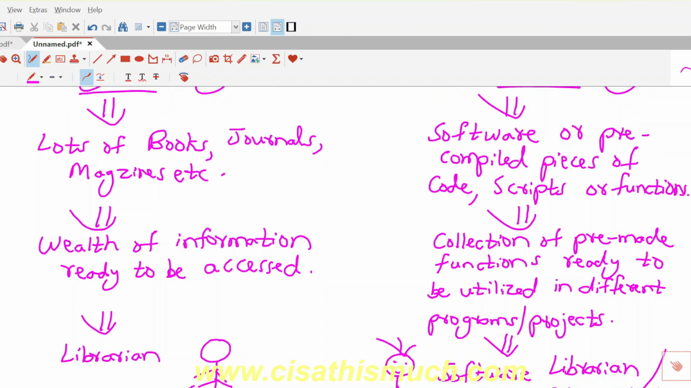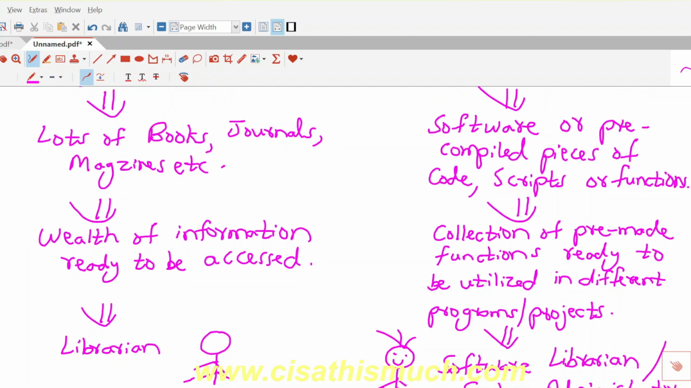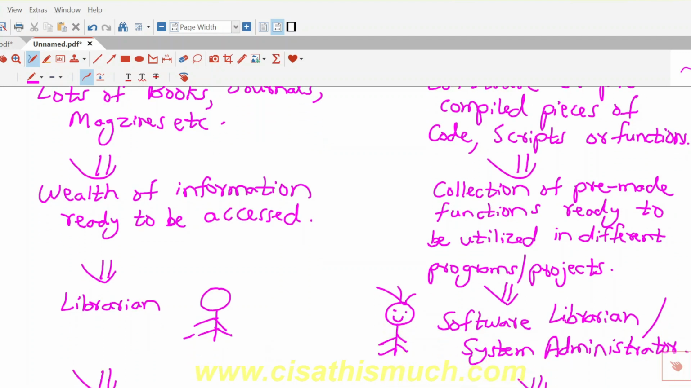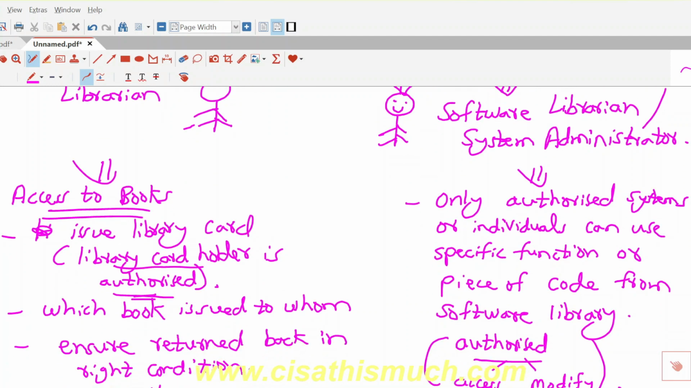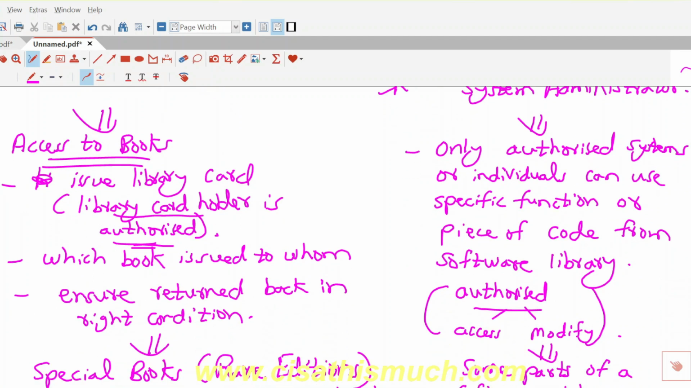In a reading library, we have a wealth of information ready to be accessed. Similarly here we have a wealth of free, ready-made functions, pieces of code or software to be utilized in different programs or projects as per requirements. The person who manages the reading library is called a librarian. Similarly here we call it a software librarian. Here we have access to books, and who will be given access? Only the authorized person, right?